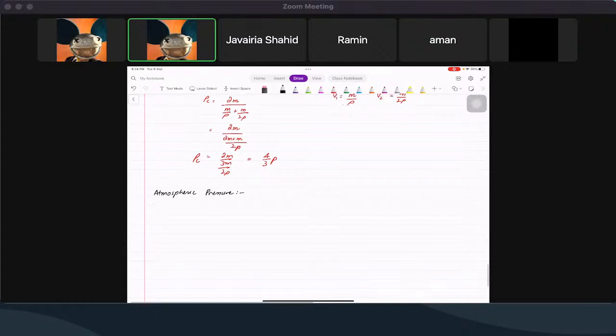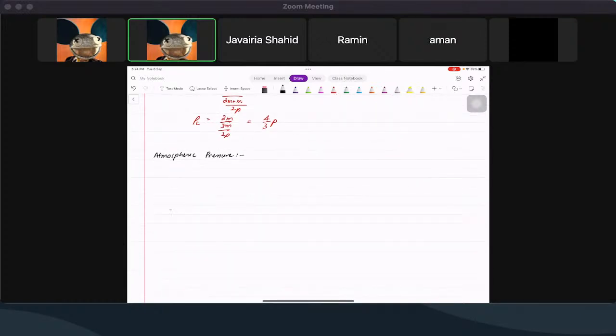The atmospheric pressure basically is taken out through a mercury barometer. A mercury barometer basically has a shape like this, and what you have is mercury inside and there is vacuum. When you add vacuum, the air pressurizes the mercury to fill it up, so the mercury basically rises like this.